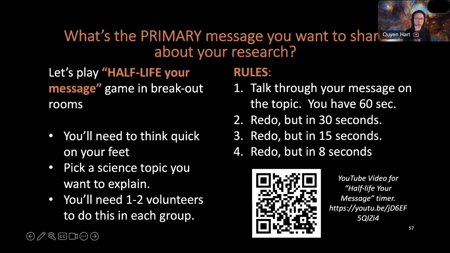So here we're going to do an activity called Half-Life Your Message. The goal here is you're going to have to think fast on your feet. You pick a topic. Preferably if you want to talk about your own science topic, that's fine, but it really can be any topic. So here are the rules. You're going to talk through whatever topic you have just identified, but you have to say everything you want to say in 60 seconds. And then the clock resets. Now you have to redo it, except you have to tell your message in 30 seconds. It'll reset. You have to tell the message again, but now you have 15 seconds.